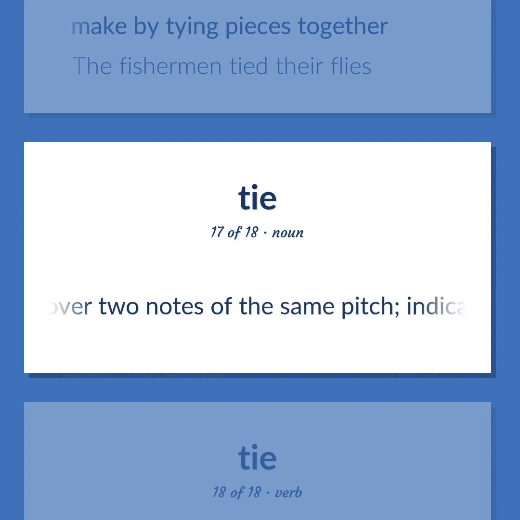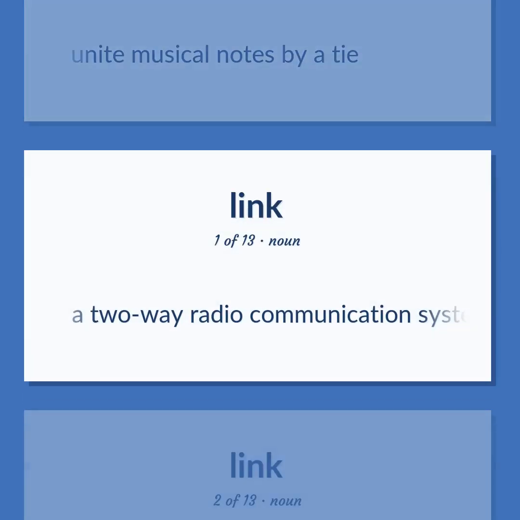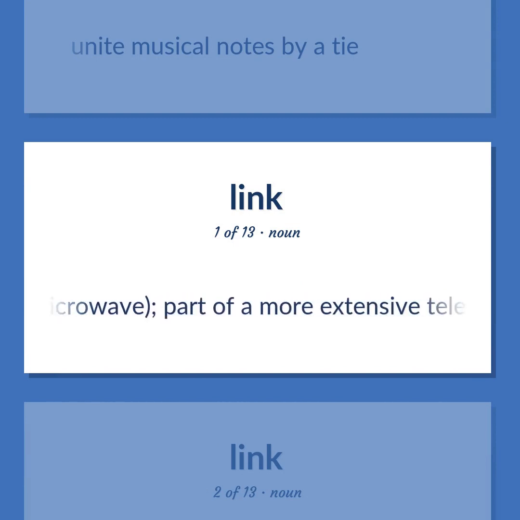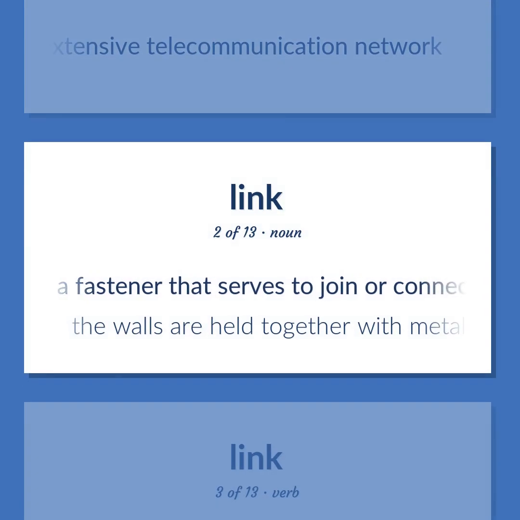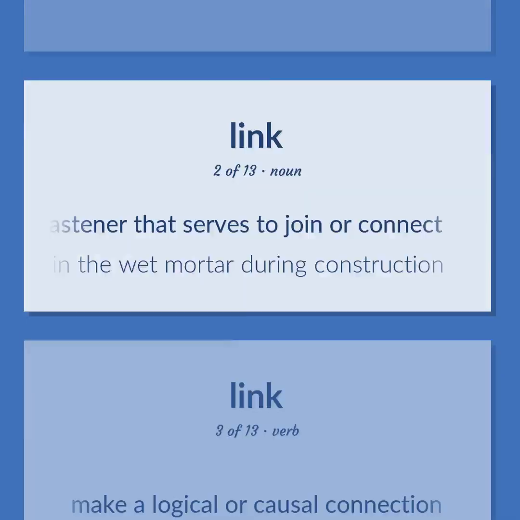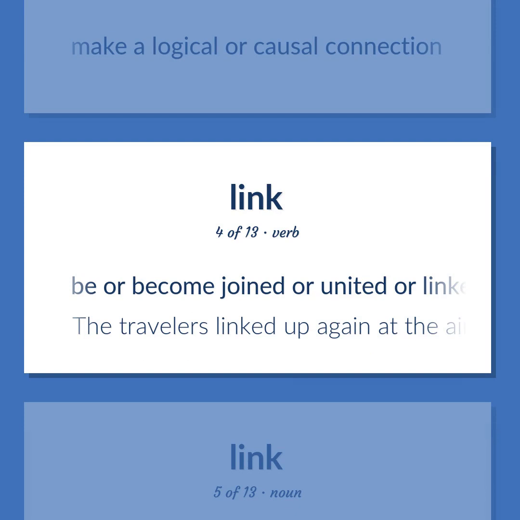Music, a slur over two notes of the same pitch, indicates that the note is to be sustained for their combined time value. Unite musical notes by a tie. A two-way radio communication system, usually microwave, part of a more extensive telecommunication network. A fastener that serves to join or connect. The walls are held together with metal links placed in the wet mortar during construction. Make a logical or causal connection. Be or become joined or united or linked.